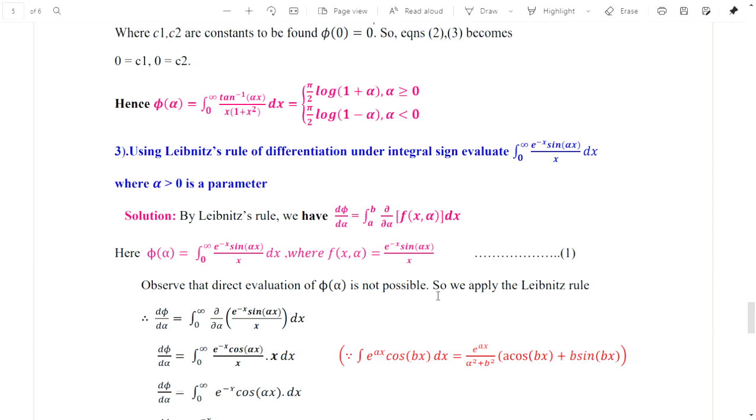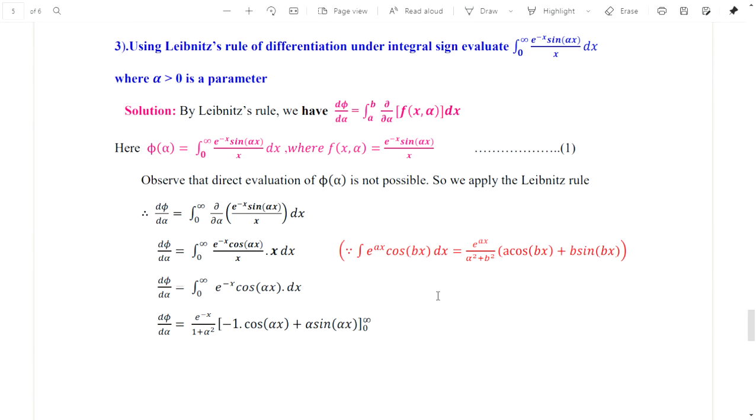The third problem: using Leibniz rule of differentiation under the integral sign, evaluate the integral from 0 to infinity of e to the power minus x into sine of alpha x by x into dx, where alpha is greater than 0 and is a parameter. Here alpha is greater than 0, so we need not discuss two cases. One case is enough for this problem.